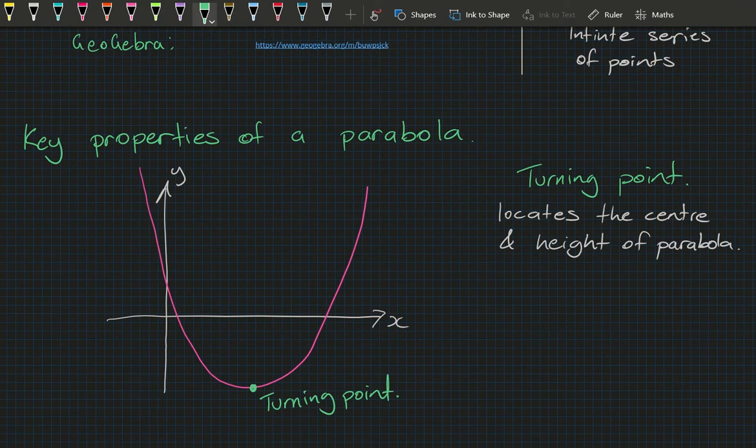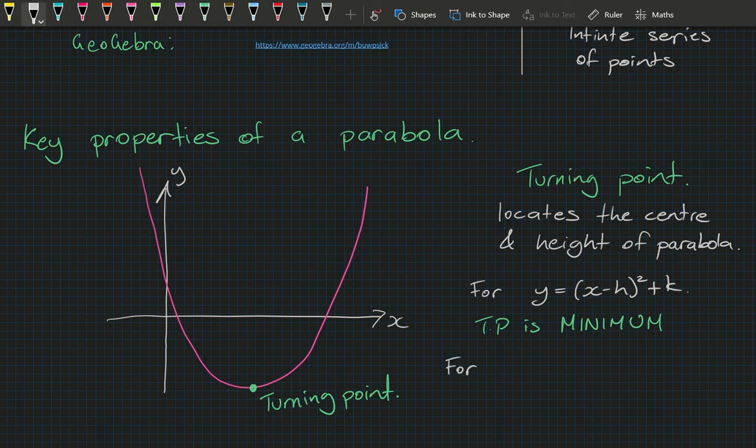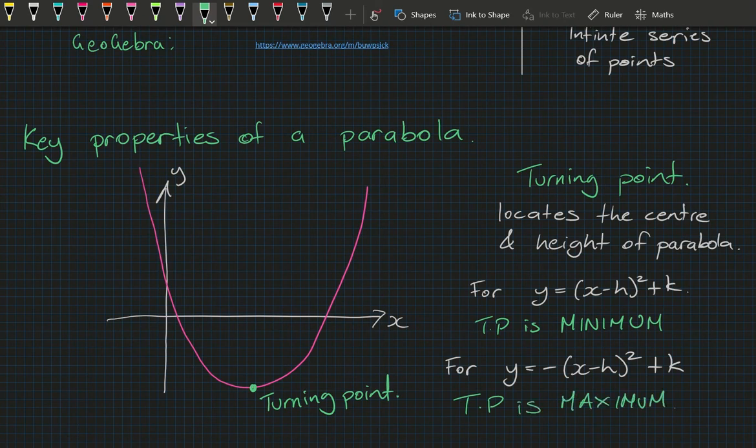So if we have a quadratic equation of y equals (x minus h) squared plus k, our turning point will be a minimum. And of course that means it's the lowest possible point in our parabola. And you can see that's the case in this one. But if you have a minus sign, such as y equals minus (x minus h) squared plus k, then you'll see that sort of parabola that's reflected in the x-axis. And in that case, our turning point will be a maximum.